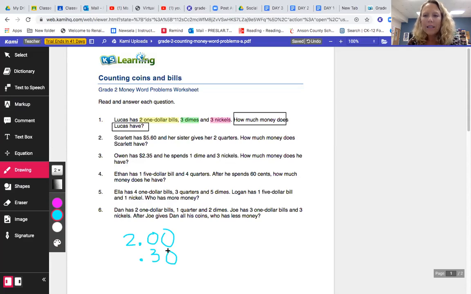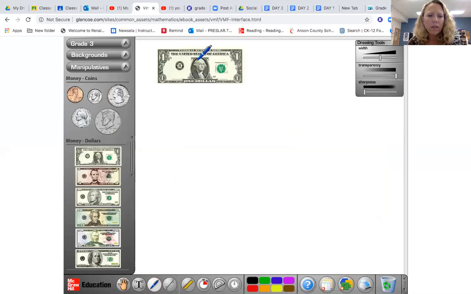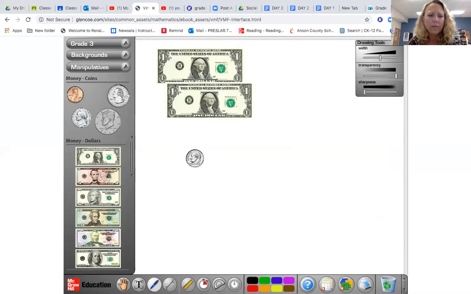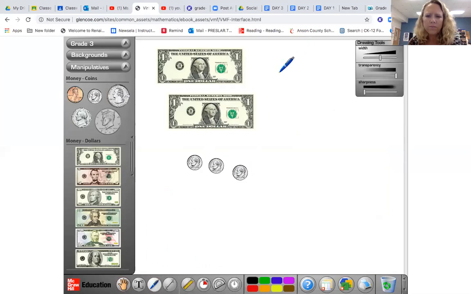And remember, if I needed to look at my virtual manipulatives, 2 $1 bills and 3 dimes looks like this. I can go and clear my objects. Okay, so 2 $1 bills and 3 dimes allows me to have the manipulatives at my fingertips, just not at my desk at school. So it gives you the ability to work with money virtually. So I know I've got $1 plus $1, that's 2. And sorry, I keep going back and forth between the two screens, but I wanted to show you how you can use them simultaneously.